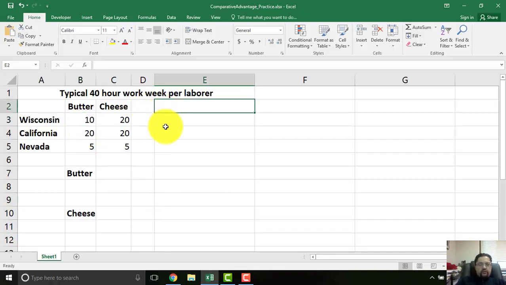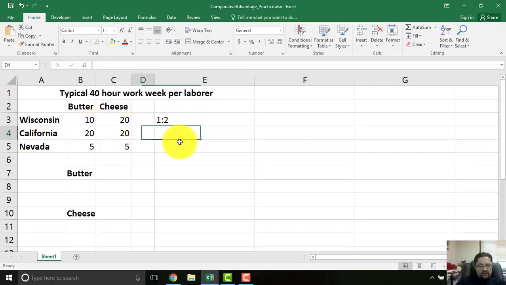Well, we need to find the ratio. Okay, and I know I'm in Microsoft Excel, but the ratio is this. If I want to make 1 unit of butter, how many units of cheese could I have made in that same amount of time? Okay, so we think of this as a ratio. If I make 10 units of butter, I could have made 20 units of cheese, and we break these ratios down to a 1 and a 2. The reason for that is we just chop off these zeros.